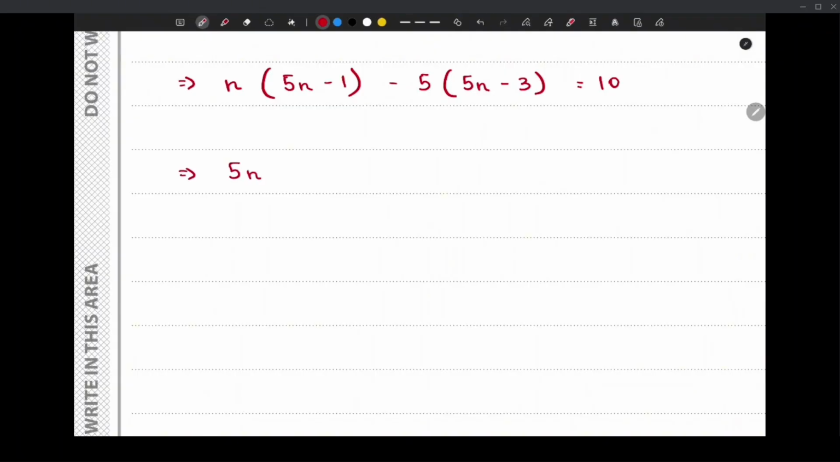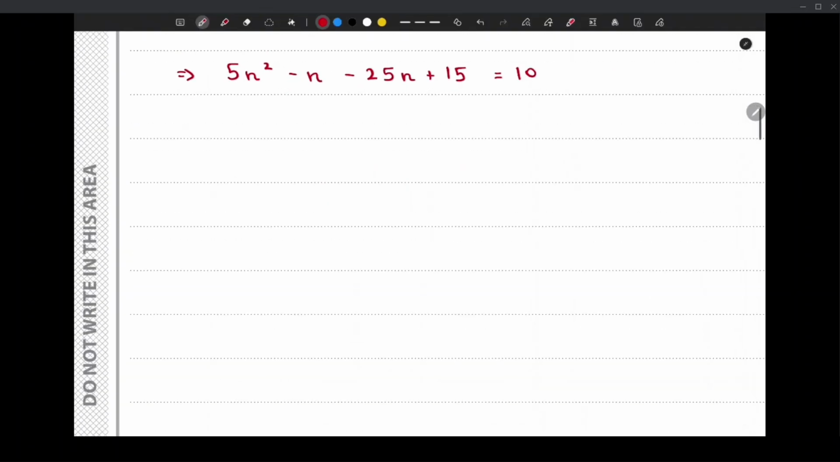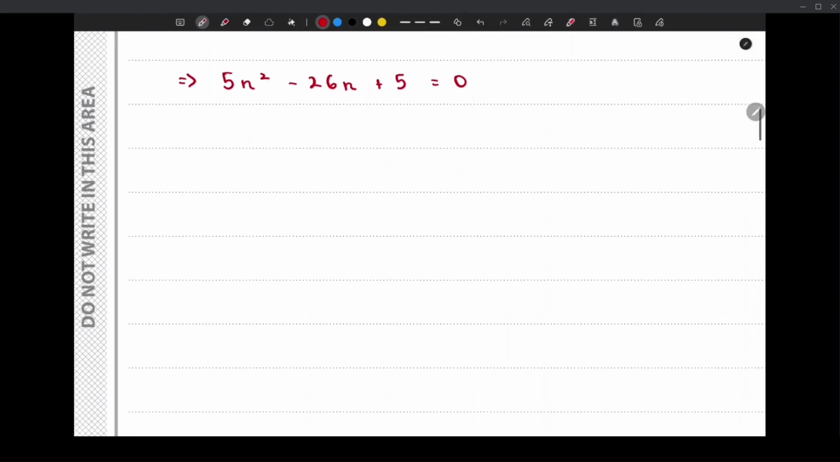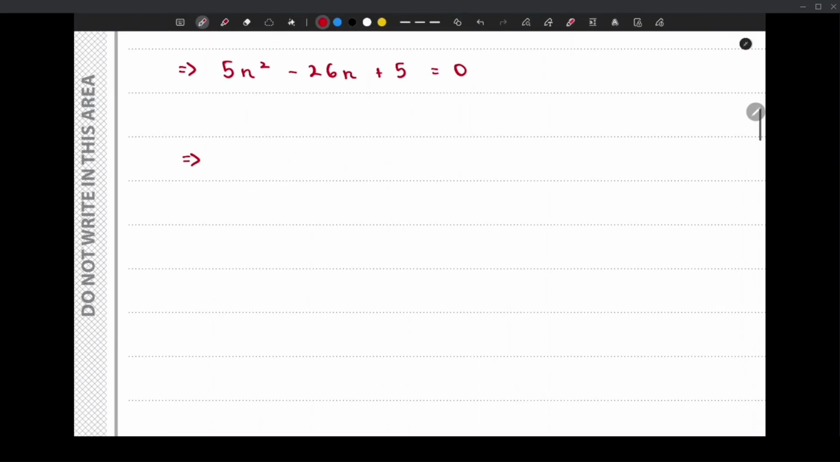So this will be equal to 5n squared minus n minus 25n plus 15 equals 10. So this is 5n squared minus 26n, and 15 minus 10 is basically 5, equals 0. Now we just need to solve this quadratic equation using this formula.